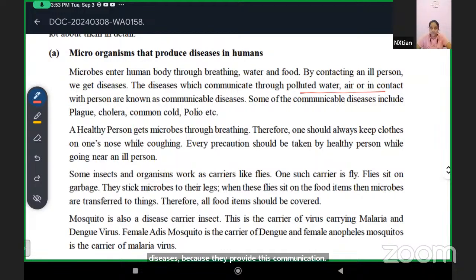They are called communicable because the virus is communicated, kind of transferred from one person to another. Isn't there another name for it, also starting with C? Can you tell us? Contagious. Contagious. Okay, good. Yes. So they are known as communicable or contagious diseases. All right. Now, some of the communicable diseases include plague, cholera, common cold, polio, etc. Okay. These are the examples.